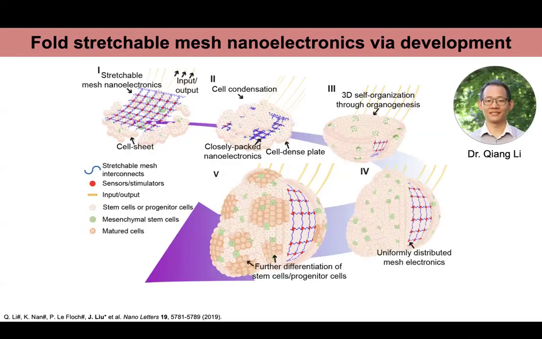So we start to test this idea using stem cell derived organoids, because they follow a similar development process as organs in vivo. That is, they start with a 2D stem cell sheet and grow into 3D organoids. We can design this stretchable mesh nanoelectronics integrated with the 2D stem cell layer, and hope that this morphogenesis process can distribute the sensors across the 3D organoids without damaging them.